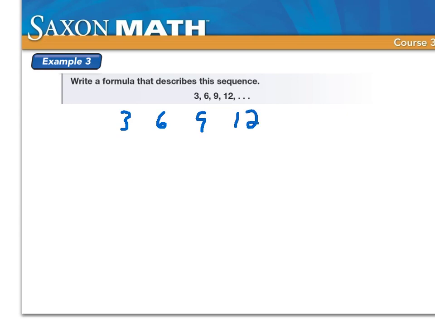Remember, an arithmetic sequence has a constant difference between terms. I mean, I add or subtract the same thing to get from term to term. Constant difference means I should be able to take this number minus that one and get the same number as if I take this one minus that one. In this case, 6 minus 3 is 3, 9 minus 6 is 3, and 12 minus 9 is 3. So my constant difference is 3, and this is in fact an arithmetic sequence.